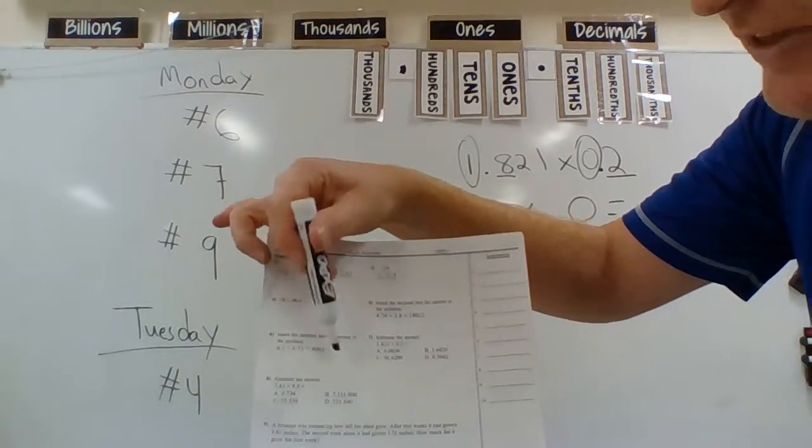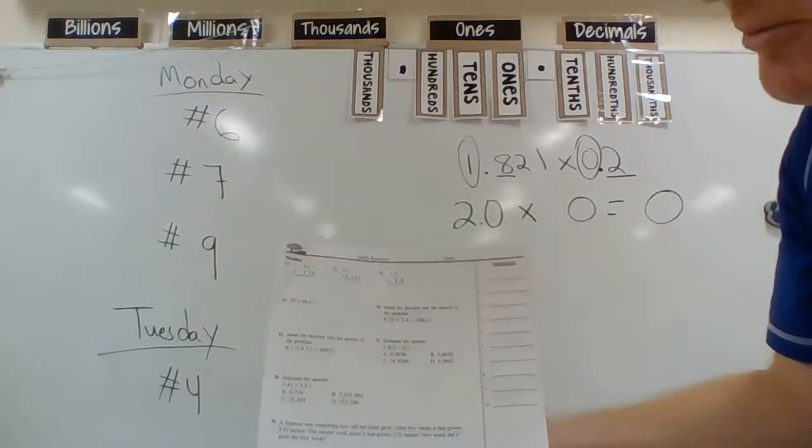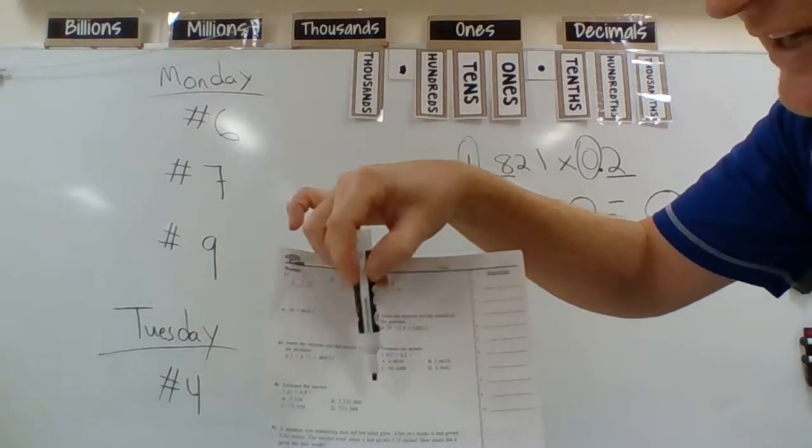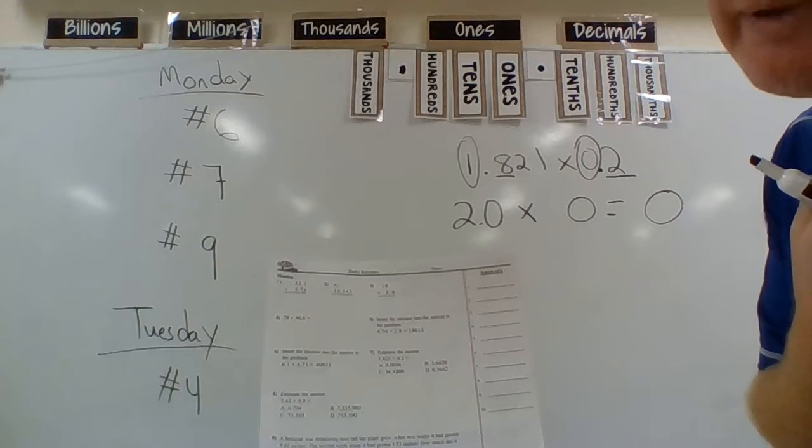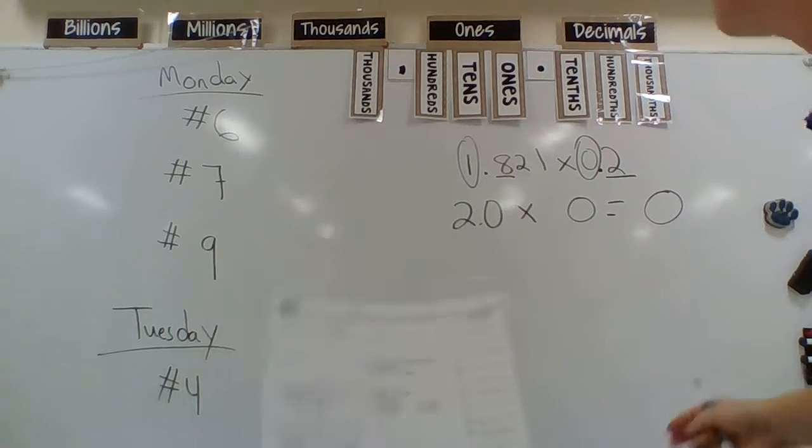Number 8 is the same thing. You're just rounding those numbers and then multiplying them and then deciding based on the answer which one is closest to your estimated or rounded answer. So that's number 7.